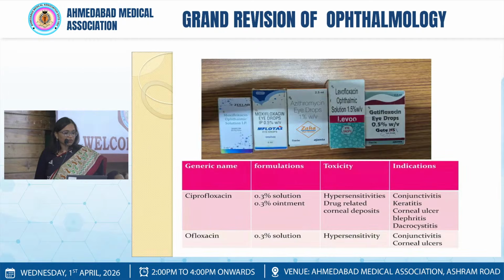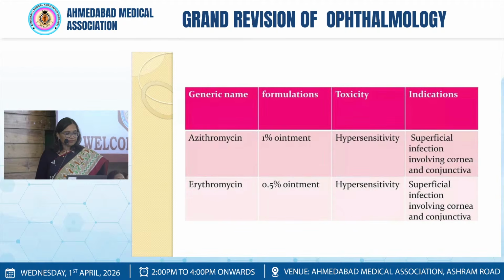The other ones are ciprofloxacin and the fluoroquinolone group of drugs: ciprofloxacin, ofloxacin, moxifloxacin, levofloxacin, besifloxacin and gatifloxacin. All are available and the uses are more or less the same. Azithromycin is available as a 1% ointment as well as drops. Previously the most common use for azithromycin was for trachoma infection, but it has now been eradicated from India.